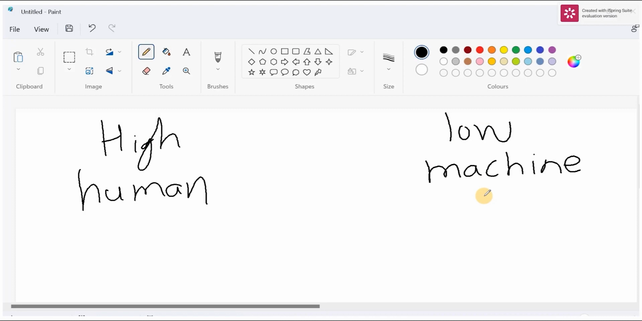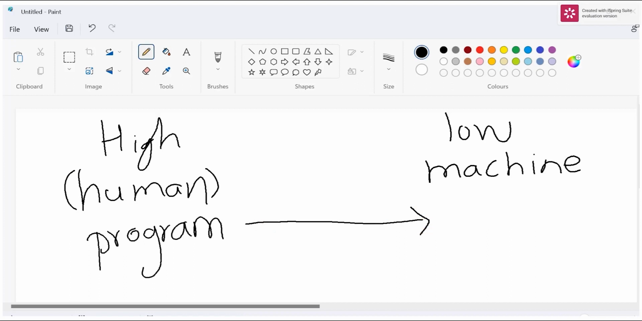Whatever program we write with our logic cannot be understood by the computer, it can be understood only by humans, and the machine can understand only the program in machine language. So it is very necessary to convert this high level program into a low level program. Whatever program we write in our IDE, that is a high level program, will be converted into a low level or machine level program, and this task is done again by the compiler.